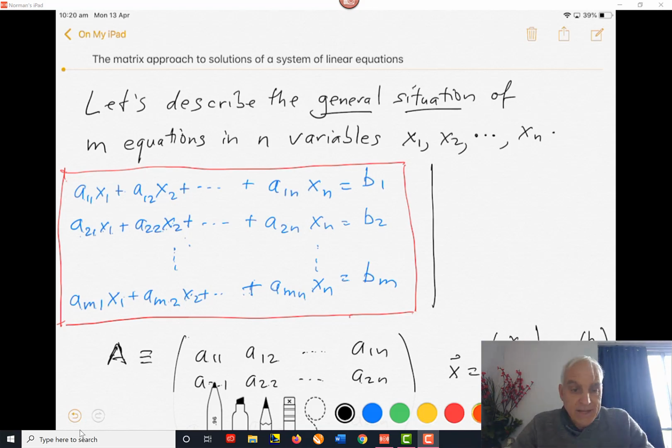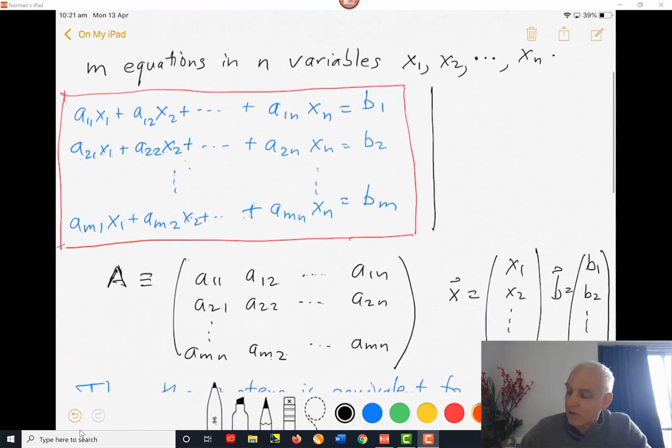Once we understand that, the second equation makes it even more clear. We have a21 x1 plus a22 x2 all the way up to a2n xn equals b2. And we have m such equations, down to the final one, am1 x1 plus am2 x2 plus all the way up to amn xn equals bm. That's a bit of a mouthful, but that captures a general system of equations. I want to emphasize that the relationship between m and n is not specified. So m could be equal to n, m could be less than n, m could be bigger than n.